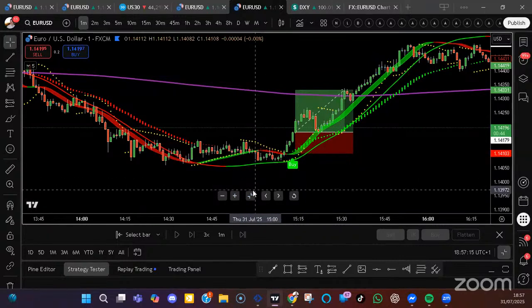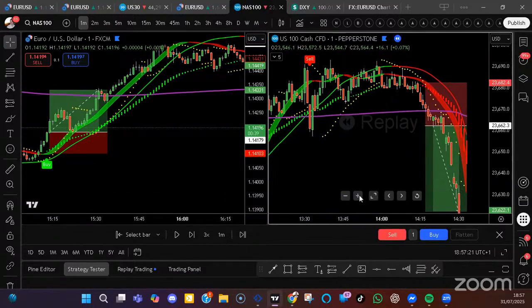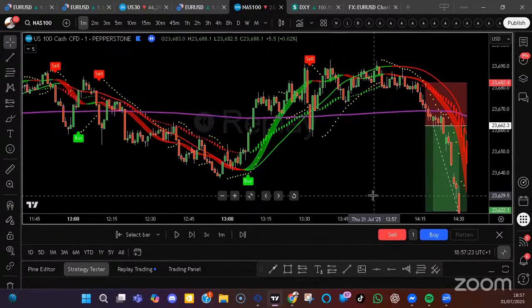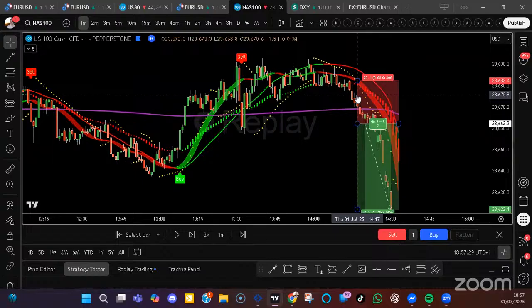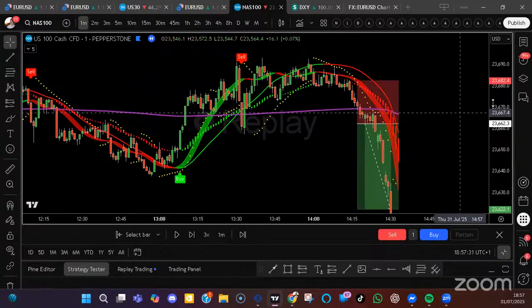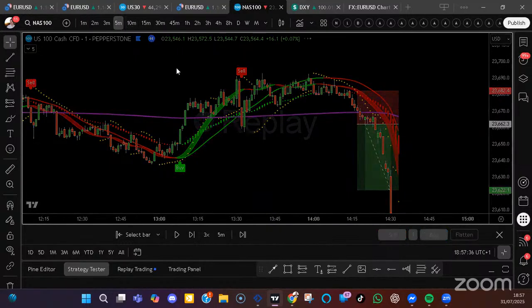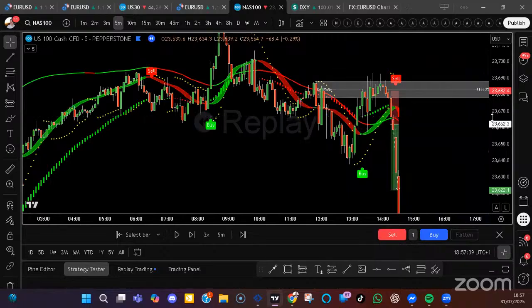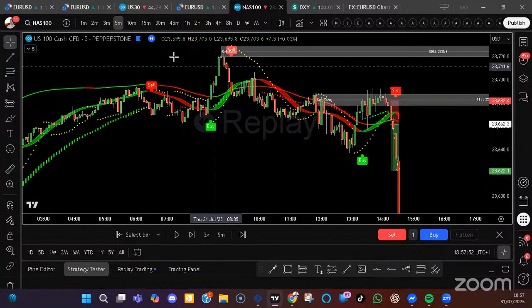So that was quarter past 3 in the afternoon for the EUR USD, and consequently for the NAS 100, also known as the US 100, at 17 minutes past 2. Same sort of scenario. If I go to the 5-minute time frame, you'll see that the price was indeed in the sell zone on the 5-minute at around 2 o'clock-ish. So we know to take the next sell.